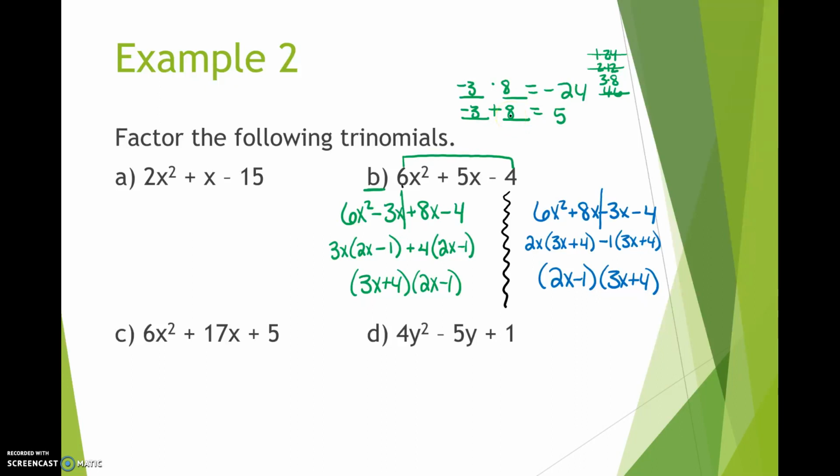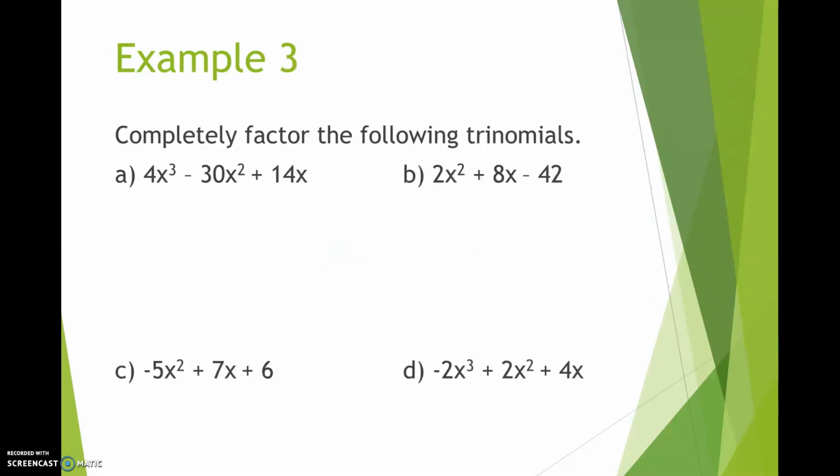It does not matter if you break it up into negative 3x plus 8x or 8x minus 3x. The order that you put those middle terms does not matter. Your work is going to look different depending on which order you write them, but ultimately you'll get the same answer. Basically, it just switches which set of parentheses is the double parentheses. Ultimately, you should get 3x plus 4 times 2x minus 1 or 2x minus 1 times 3x plus 4.